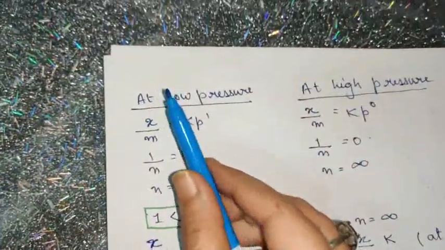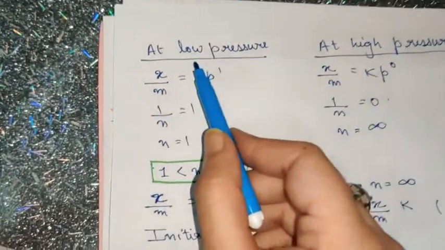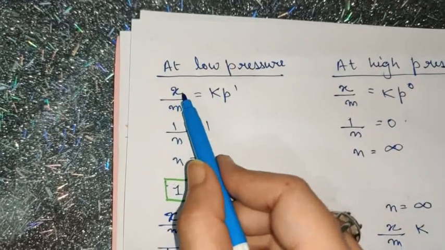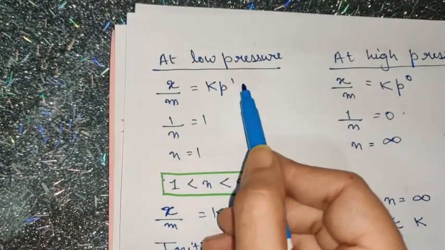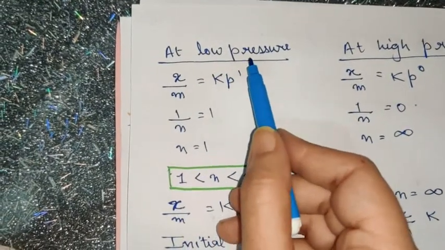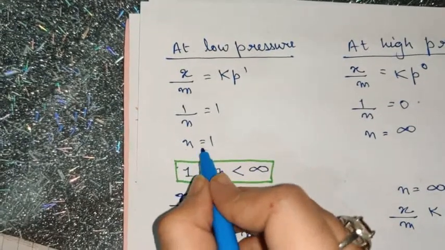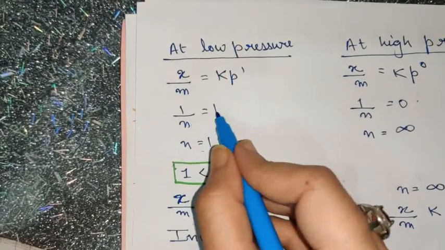Okay, so again comparing the two pressure zones at low pressure and at high pressure. At low pressure, the equation that you got is x upon m equals kp raised to the power 1. That indicates the direct relation. Here what is the value of 1 upon n? Here the value of 1 upon n is 1. So the maximum value of n came out to be 1 when you solve it.